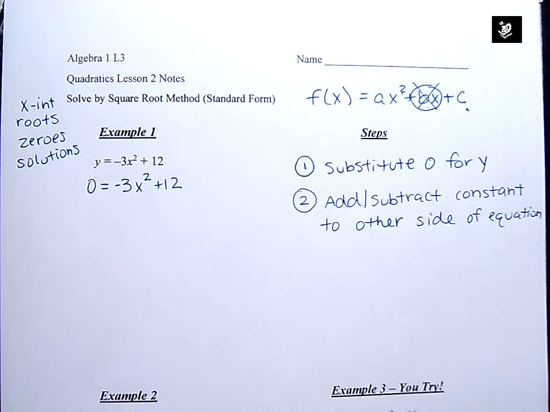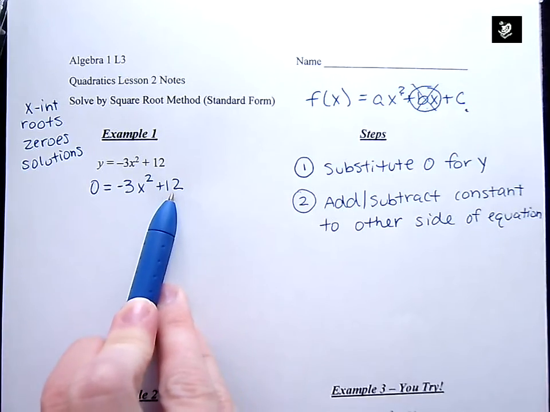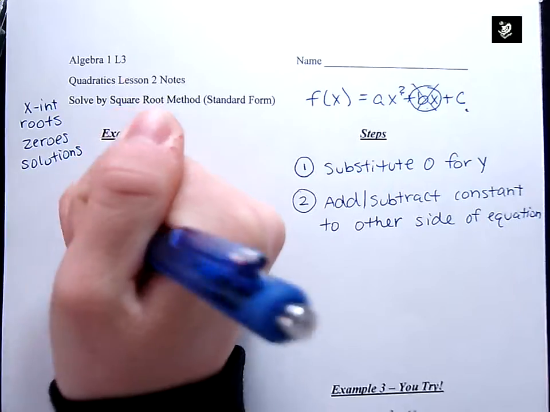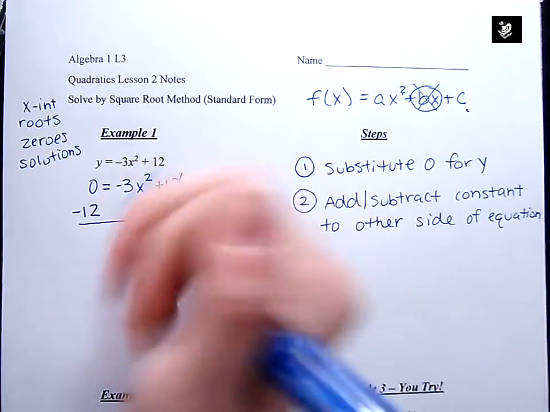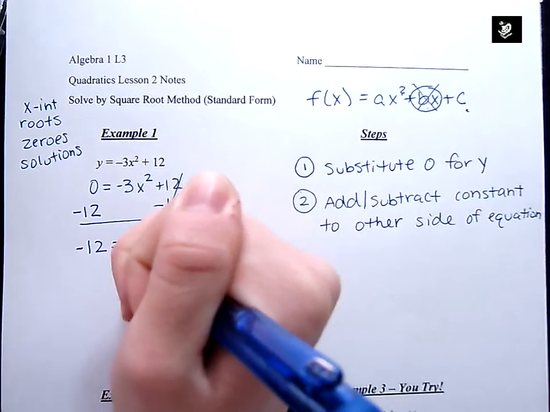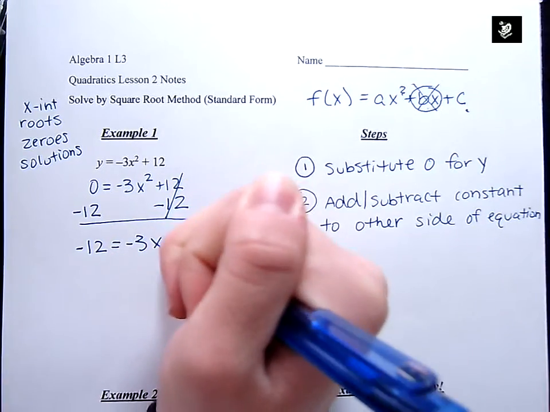Step 2 is just like what we did before as well. We're going to add or subtract the constant to the other side of the equation. A constant is a number by itself, so I have to move this 12. And since it's being added, I have to do the opposite. I have to subtract 12 from both sides. So 0 minus 12 is negative 12, and I'm going to bring down what's left over.